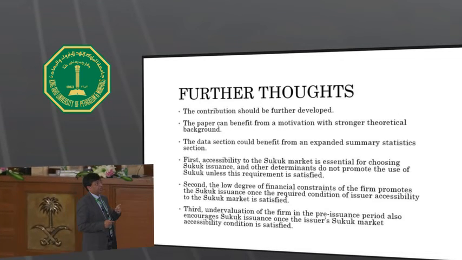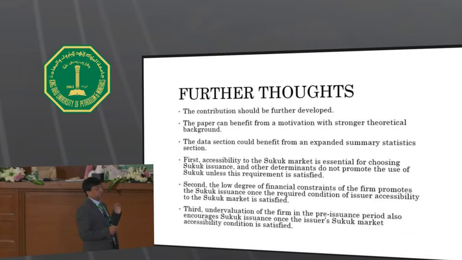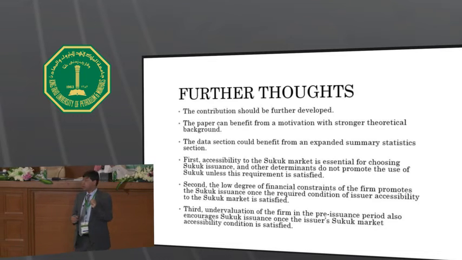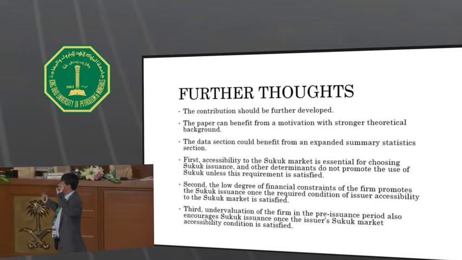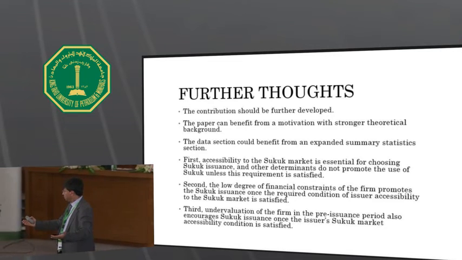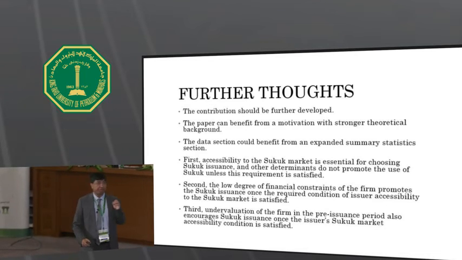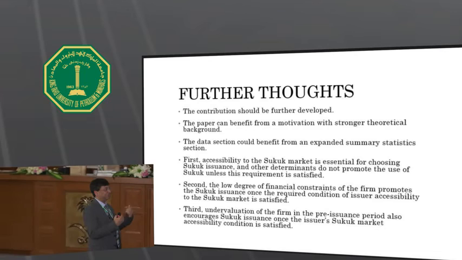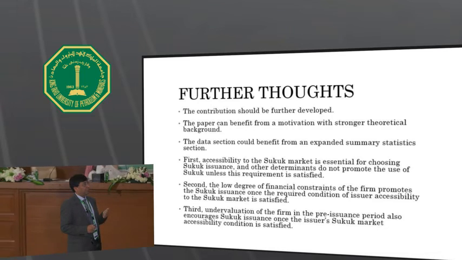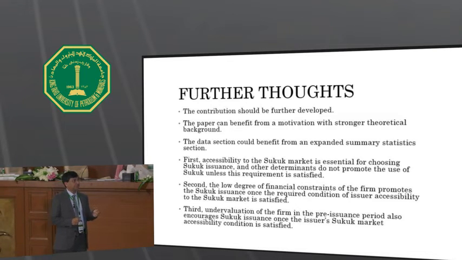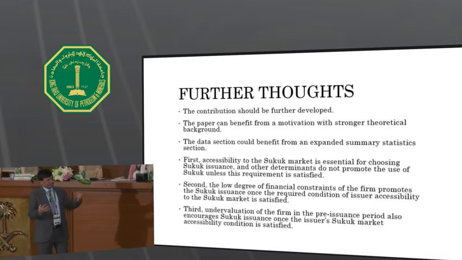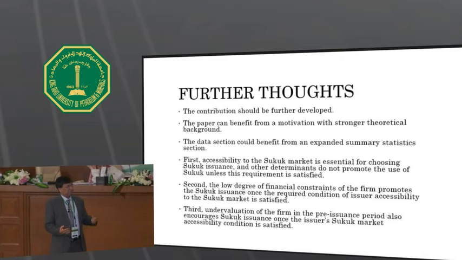First, accessibility to the Sukuk market is essential for choosing Sukuk issuance, and other determinants do not promote the use of Sukuk unless this requirement is satisfied. Bangladesh, zero Sukuk. Why? Accessibility is not there. The government is not really conducive in terms of rules and regulations. So we need to bring this picture into your analysis. Second, the low degree of financial constraints of a firm promotes Sukuk issuance once the required condition of issuer accessibility to the Sukuk market is satisfied. You have to bring that into your analysis.